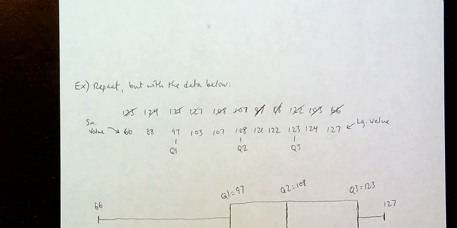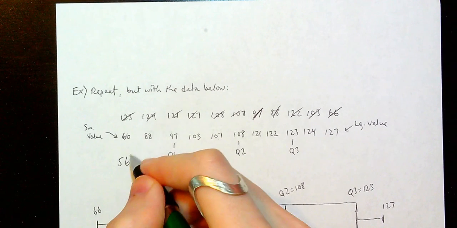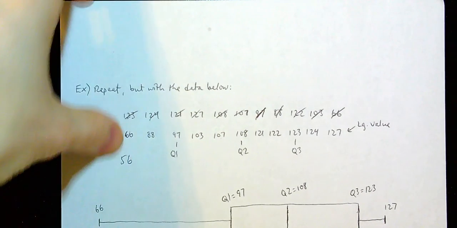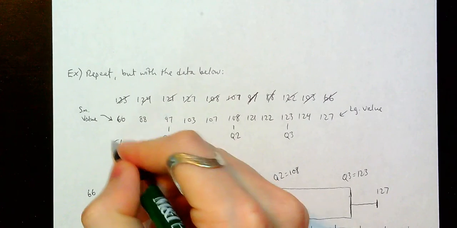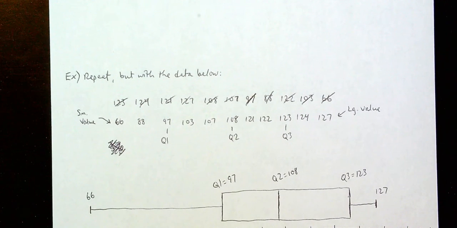But if I had reduced this smallest value by even 10, and it was 56, then yes, we would have one, according to this standard rule and this standard calculation. If our smallest value was 56, then yes, we would have an outlier. But because we were given our smallest value of 66, it's not really considered that much of an outlier.